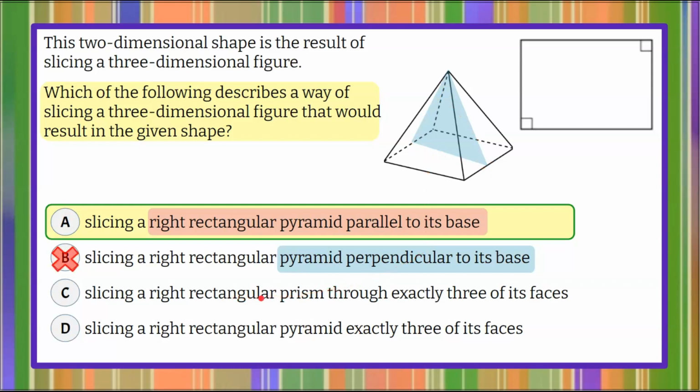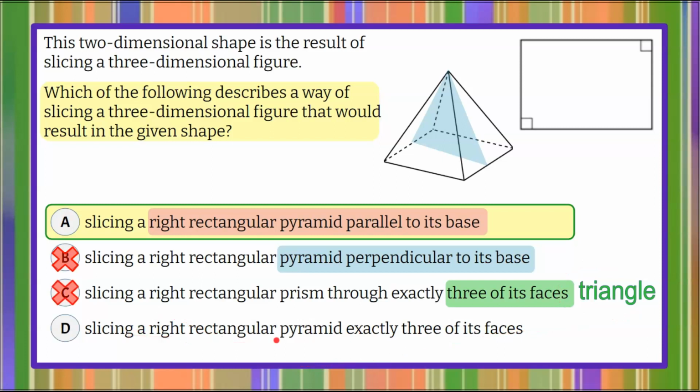C says we're going to slice the right rectangular prism through exactly three of its faces. So this is a pyramid. A prism would be like, think of a shoebox or a cereal box. But if we're only going through three faces, just like we did here, base, side face, we're going to get a triangle. So it can't be C.